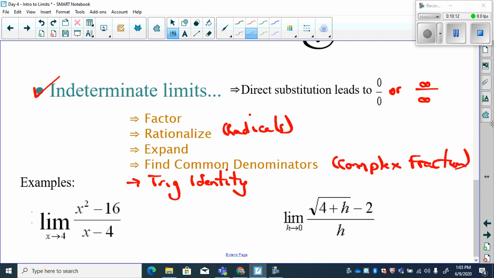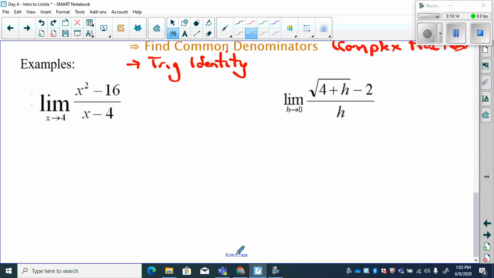So I'll show you what I mean by getting 0 over 0. If I fill a 4 into the top, I get 4 squared, 16, minus 16, that gives me 0. 4 on the bottom, 4 minus 4 gives me 0. So 0 over 0, that is a mathematical anomaly. You can't divide by 0, and 0 divided by 0, what does that even mean?